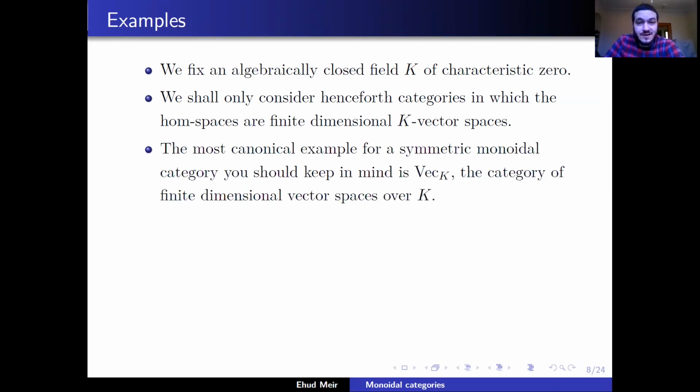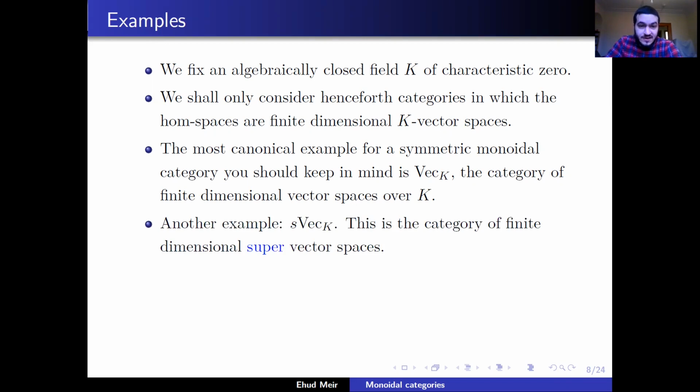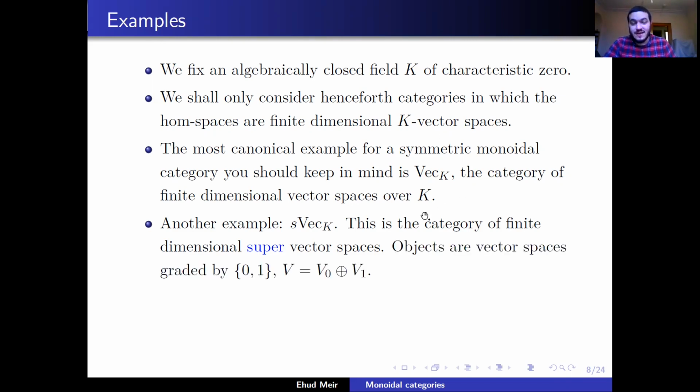And the most canonical example for a symmetric monoidal category that you should keep in mind is the category Vec K, and this is the category of finite dimensional vector spaces over K. Another example is the category of supervector spaces, which means that we have vector spaces that are graded by 0 and 1. So every vector space there can be written as V0 direct sum V1.